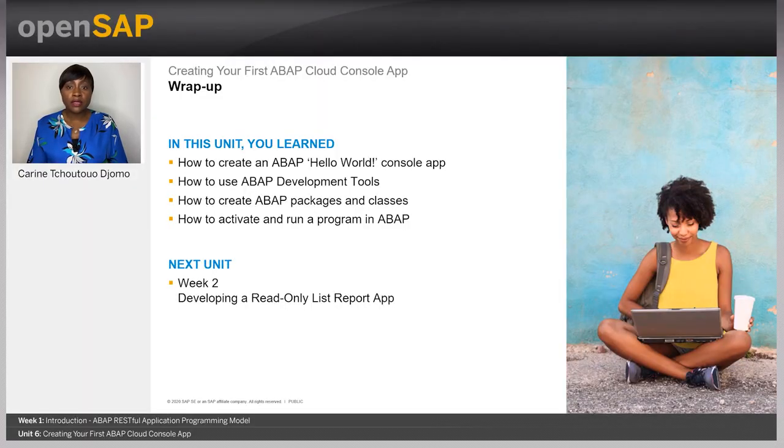We are now at the end of this unit. Let's wrap it up with a short recap. In this unit, you have learned how to create an ABAP Hello World console app, how to use ABAP development tools, how to create ABAP packages and classes, and how to activate and run a program in ABAP. Further information for this unit is available in the appendix of this presentation.